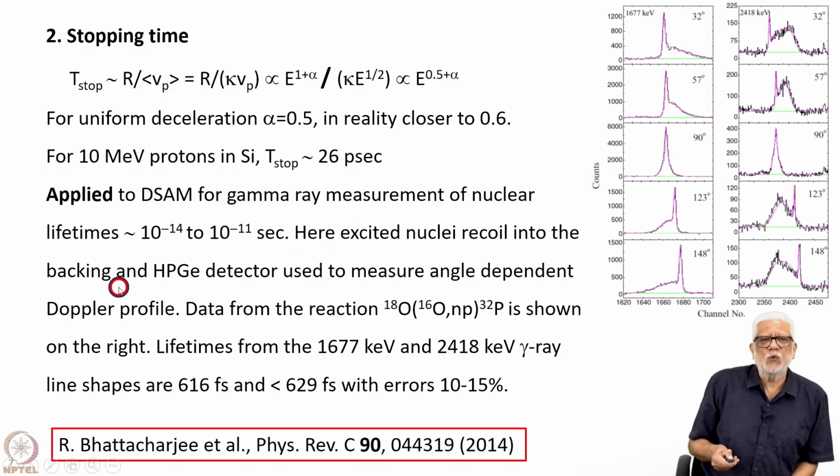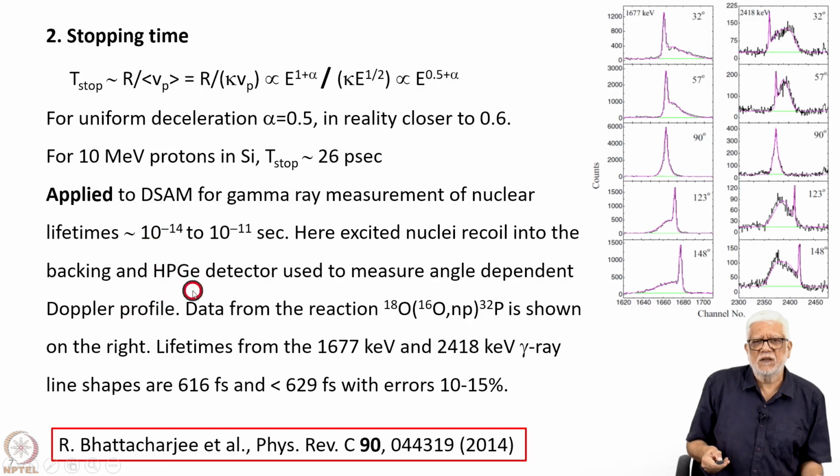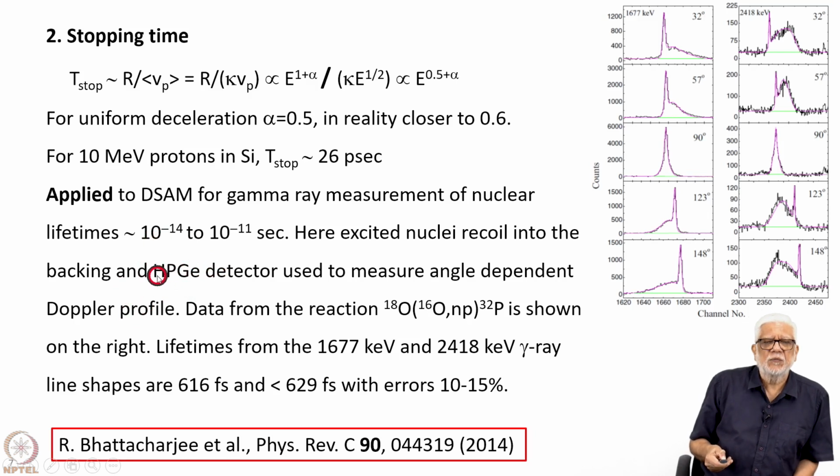So, these excited nuclei which result from nuclear reactions, momentum conservation tells you that the compound nucleus or the residual nucleus should recoil into a backing, into some stopping material. High purity germanium detectors, which we have not yet discussed, are high resolution detectors, typically with resolutions which are sub 2 keV at about 1 MeV gamma ray energy. They are put at various angles, and they measure the angle dependent Doppler profile.